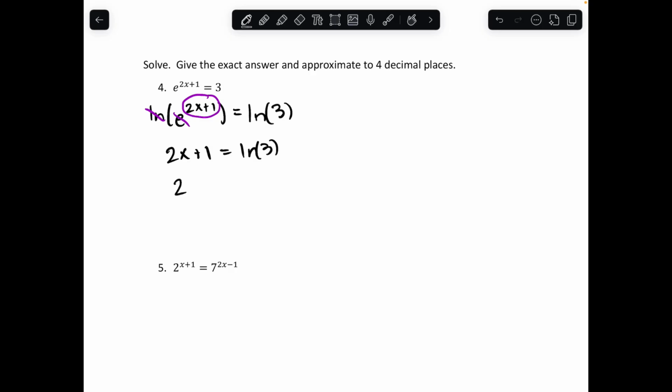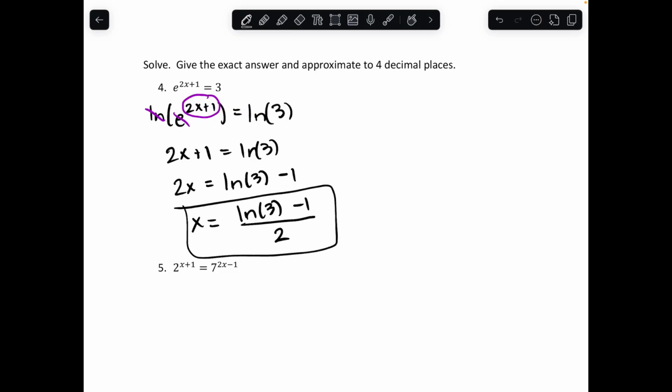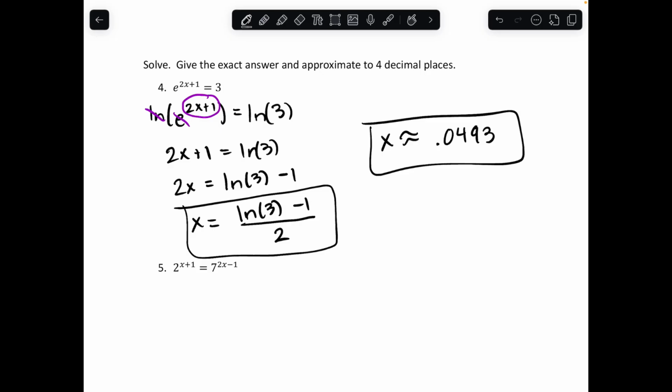Solving for x, we're going to have 2x is equal to natural log of 3, and then minus 1. And then finally, we'll have x is equal to the natural log of 3 minus 1, and then everything divided by 2. This is our exact answer, but if I were to plug this into a calculator and round to 4 decimal places, we're going to get that x is approximately 0.0493. And so we have our answer. Let's go ahead and check out number 5.